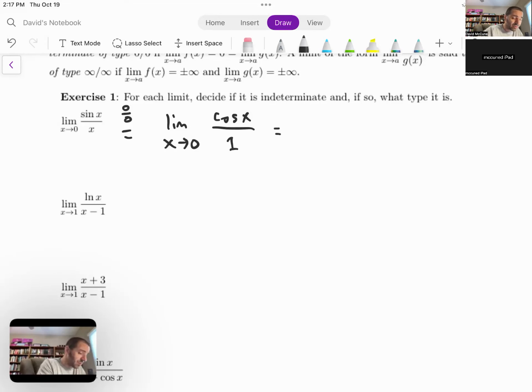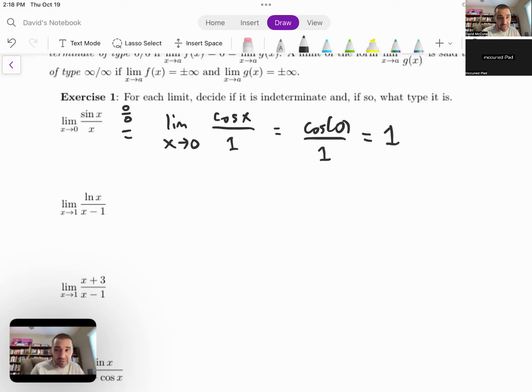But now, recall from chapter 2, if you can plug in 0 for x and not have something explode, you just do that. So I get cosine of 0 over 1, and you should remember from a unit circle that cosine of 0 is 1. So I just get 1 over 1, which is 1.